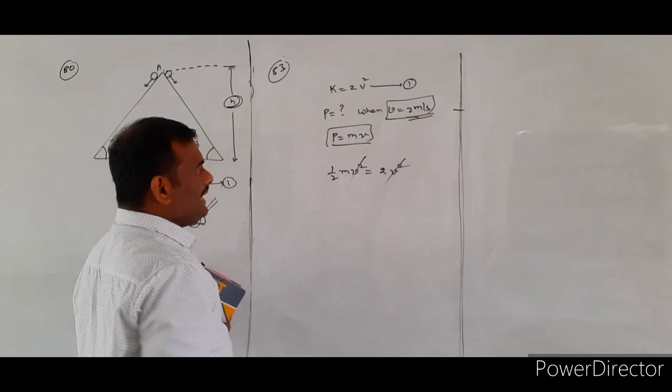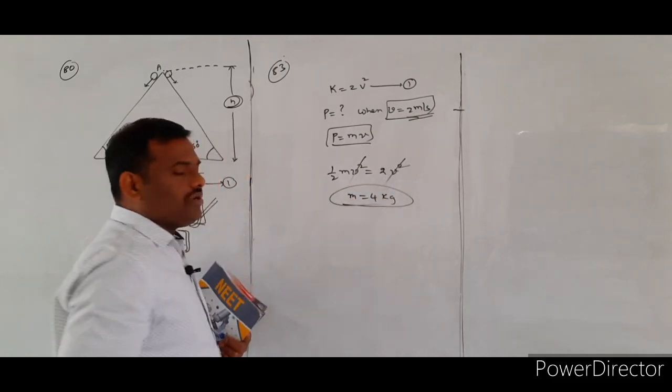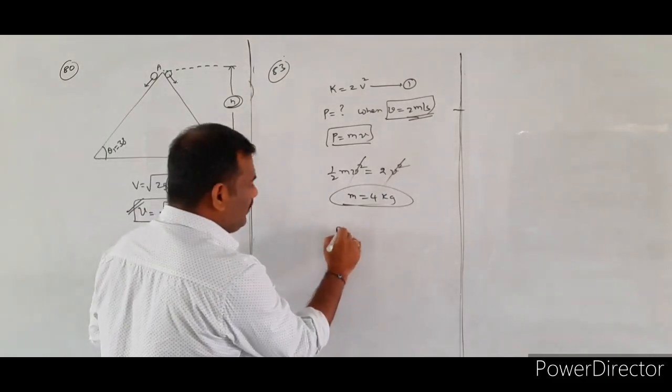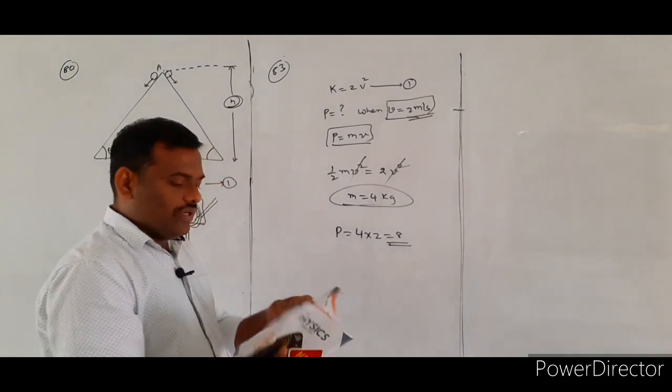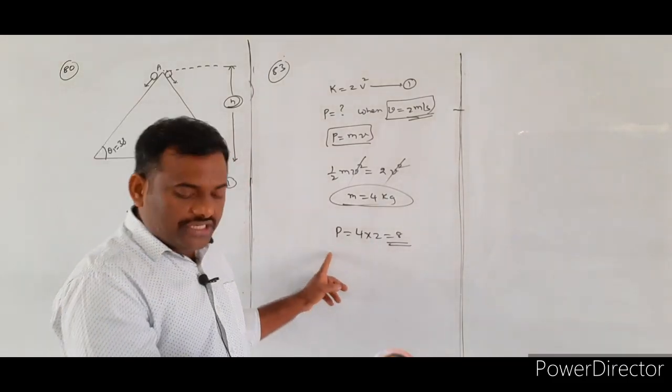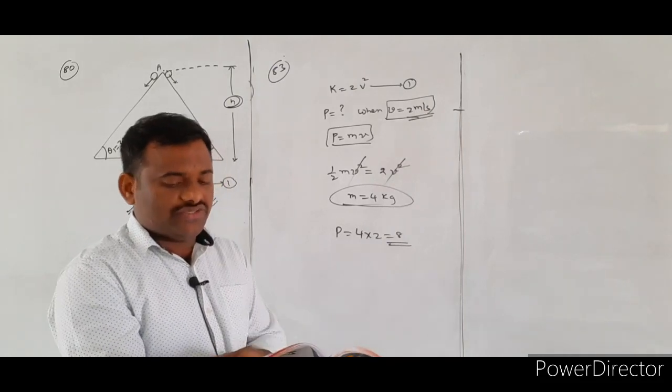V square will get cancelled. From this, m is equal to 4 kg. Therefore, momentum P is equal to 4 into 2, that is 8. So the correct option is 8. For problem number 83, the third option will be the correct answer.